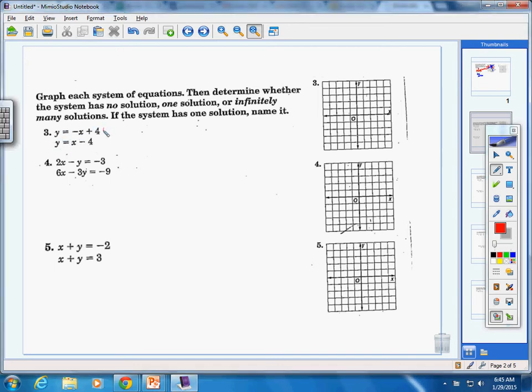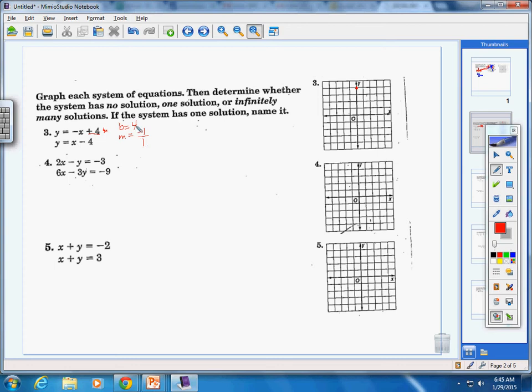The top line I'm going to graph in red. Okay, so negative x plus 4 means that I have a y-intercept of 4. So I'm going to go on the y-axis, and I'm going to count up to 4. And then it means I have a slope of negative 1. Maybe I should write these out. Y-intercept is 4. Slope is negative 1 over 1.